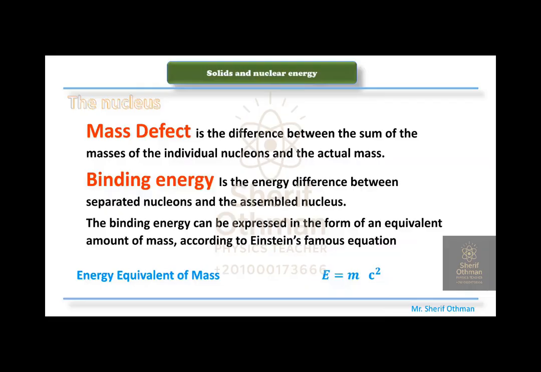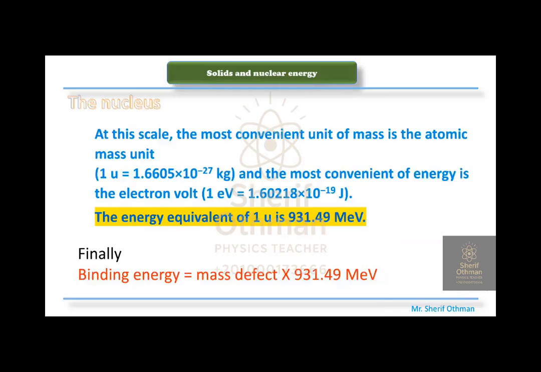The binding energy can be expressed in the form of an equivalent amount of mass according to Einstein's famous equation E equals mc squared. At this scale, the most convenient unit of mass is the atomic mass unit. So we are using atomic mass units. You are going to find the total mass in atomic mass units. And the energy is used in terms of electron volts.